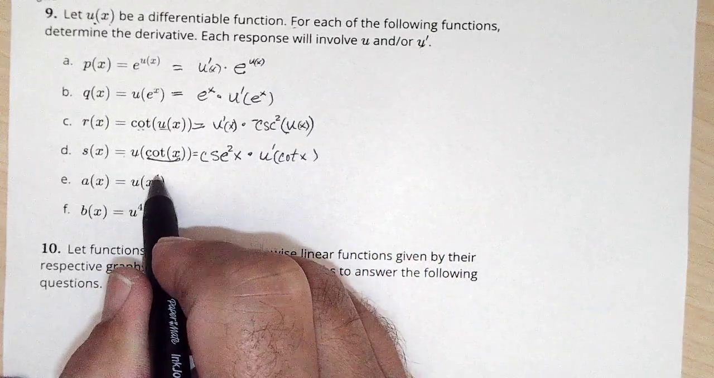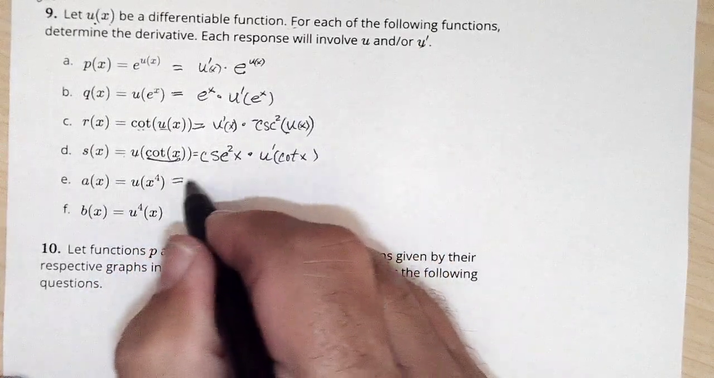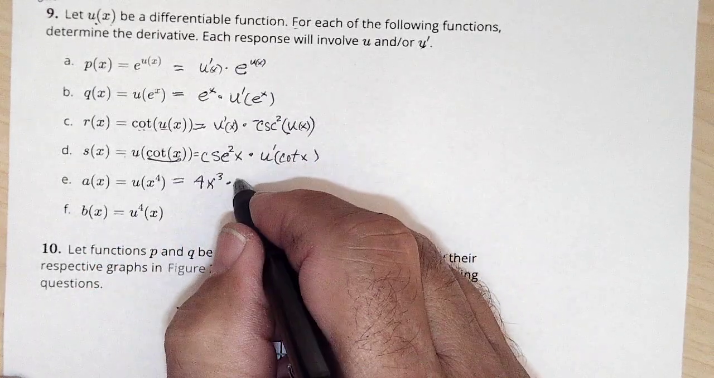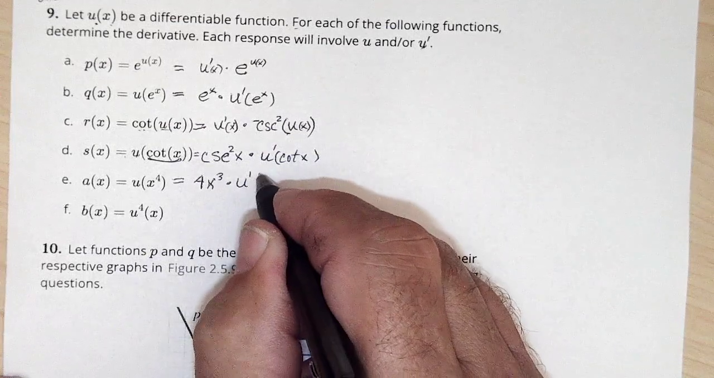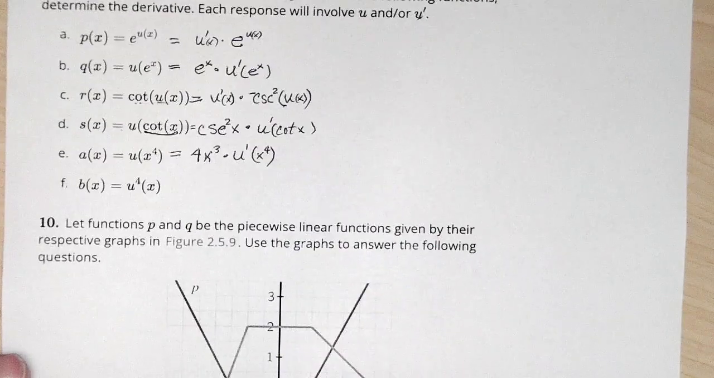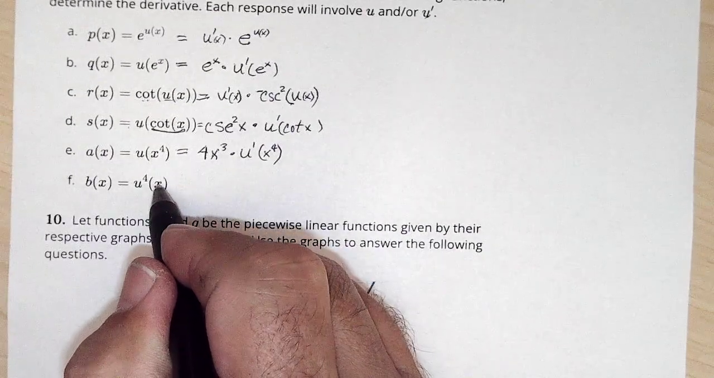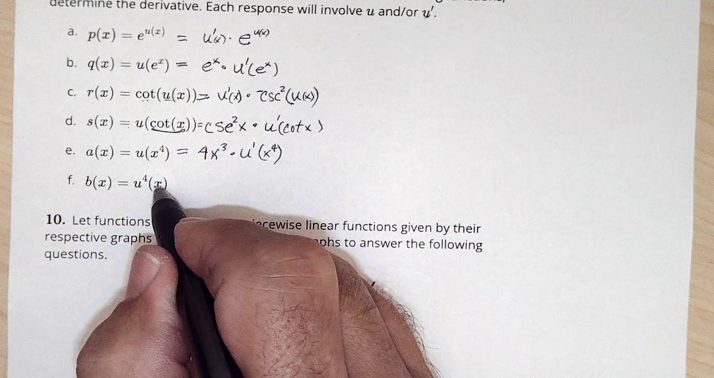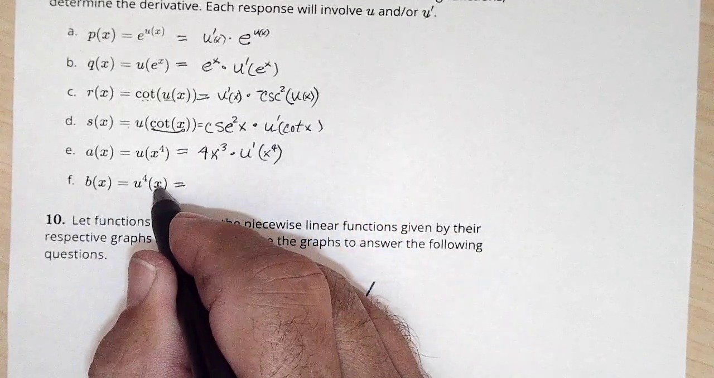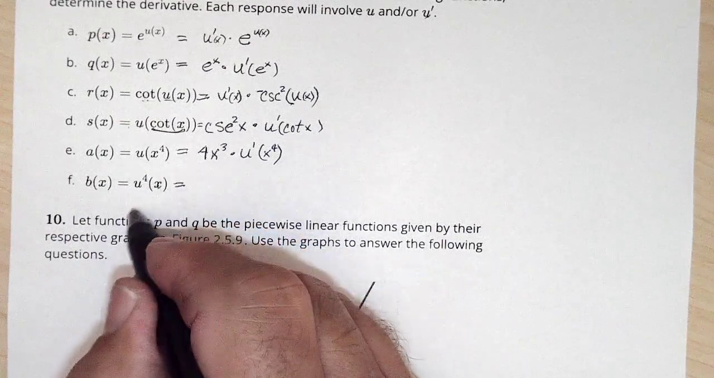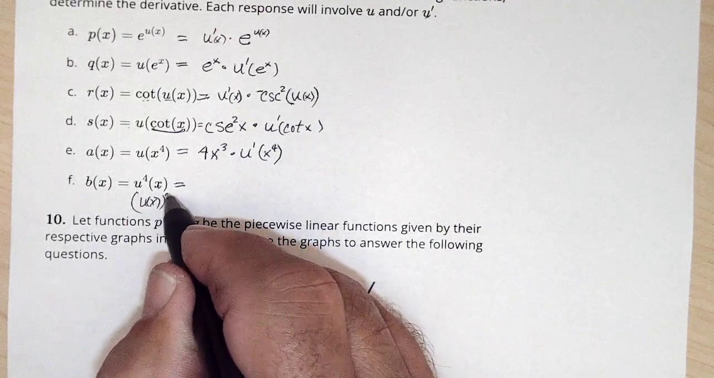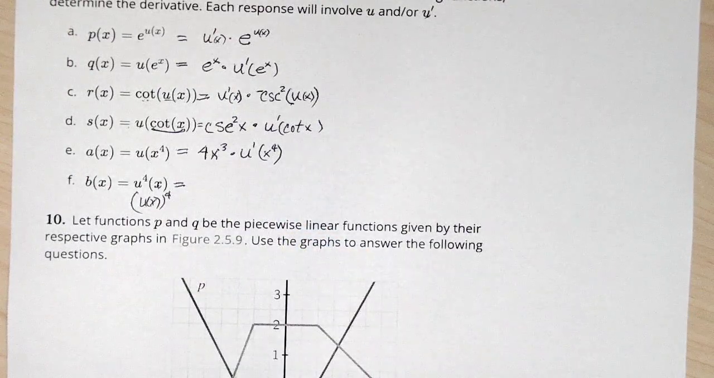Now we have u of this is the inside, so the derivative of the inside is 4x cubed times the derivative of u with the same inside as it started with. Now x is inside u to the fourth, so the derivative of x is, actually that would be 1, but then we have u of x to the fourth.